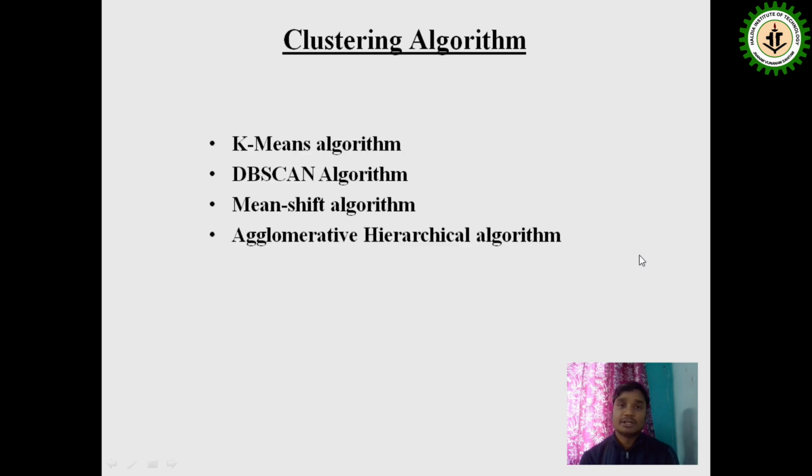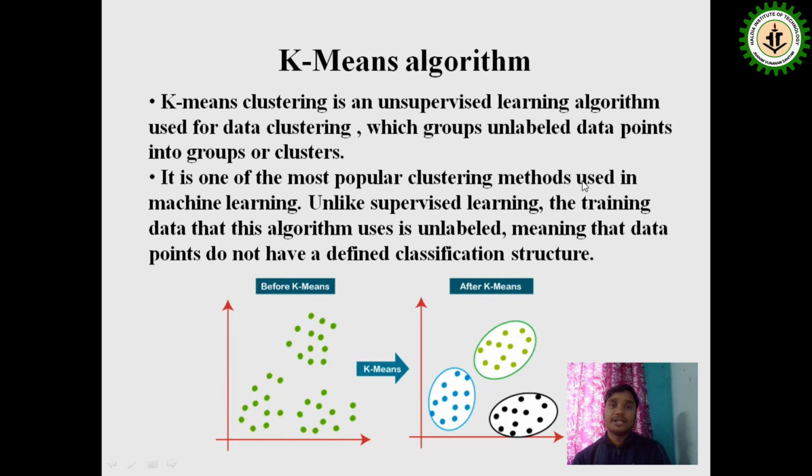So I will discuss the various clustering algorithms. There are four types of clustering algorithms. One is the k-means algorithm, second is the DBSCAN algorithm, third is the mean shift algorithm, and fourth is the agglomerative hierarchical algorithm. So now I will discuss the k-means algorithm.